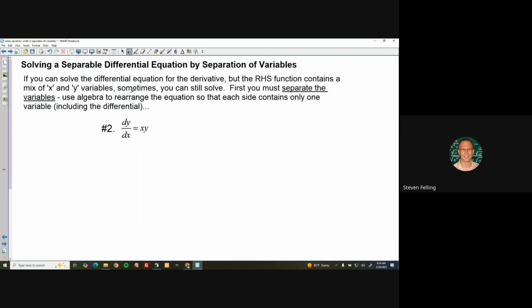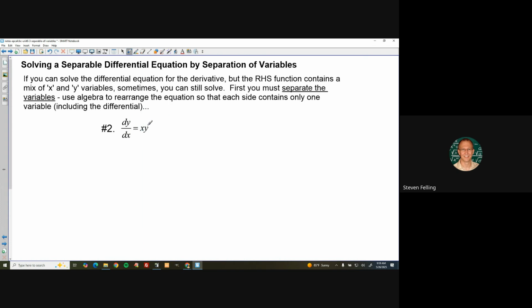If you have a differential equation of this form, like let's say dy/dx equals x times y, then we can't just take an integral of the right-hand side because we can't take an integral with a mixture of variables, at least not in the single variable course. So how do we do this?